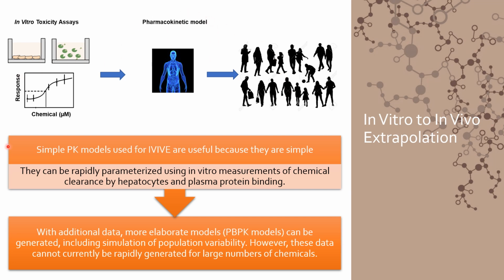There are some simple pharmacokinetic models used for IVIVE. They are really useful because they are simple. That's, for example, the model developed by Barbara Wetmore. They can be rapidly parameterized using in vitro measurements of clearance by hepatocytes and also plasma protein binding. But with more data, we can also use PBPK models to do IVIVE. Usually it's more chemical specific, but there are more and more models like HTTK or Plethem that can generate IVIVE for a large number of chemicals.